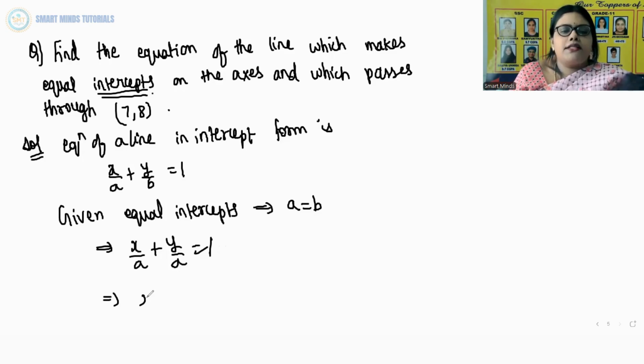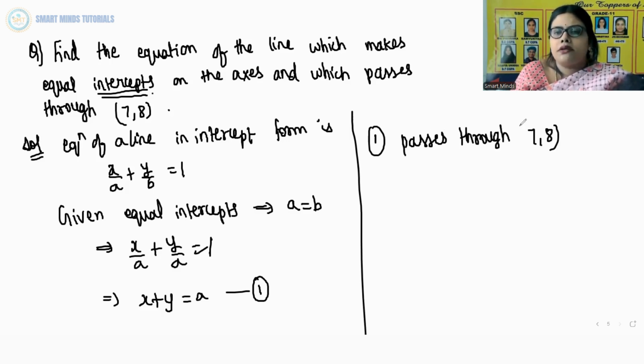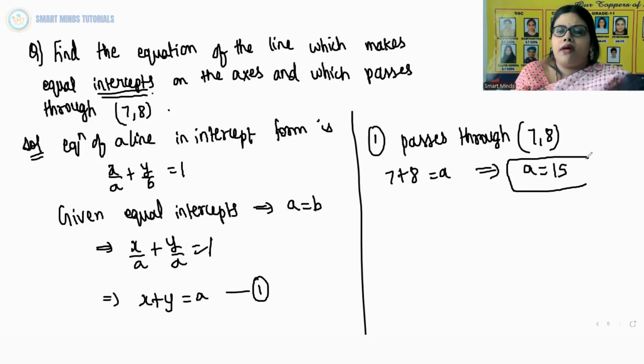Now if we take the LCM and send that a to the other side, you will get x plus y is equal to a. Let's say this is equation number 1. Now this equation number 1 passes through a point. What is that point? (7, 8). Now in the place of x you put 7, in the place of y you put 8. So 7 plus 8 is equal to a. That means a is equal to 15. So you got a value.